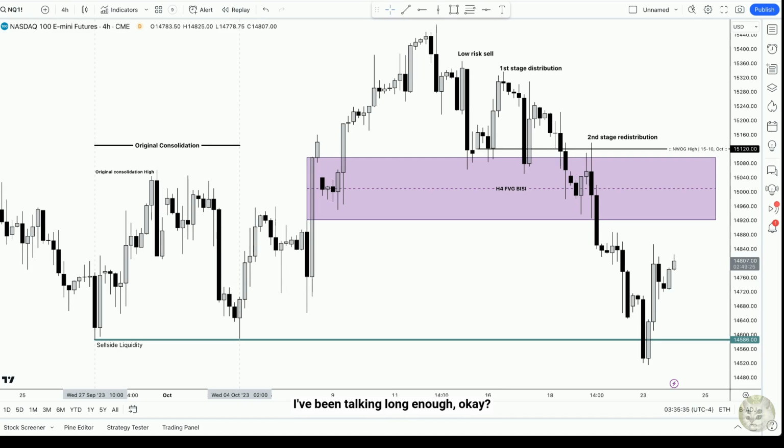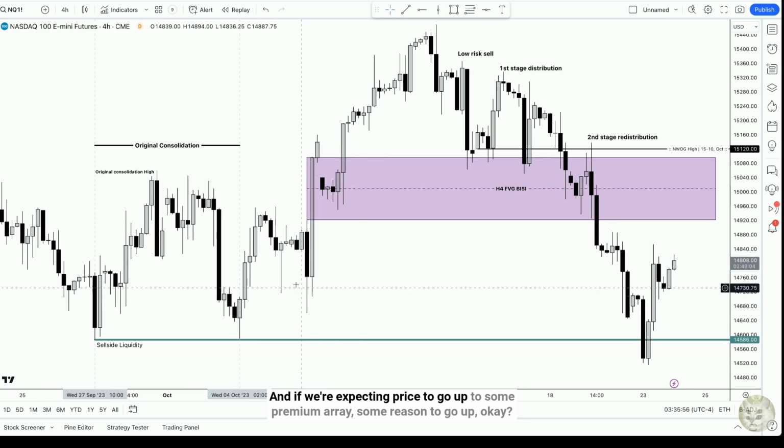I've been talking long enough, and it has to swing the other direction, right? But that original consolidation between the 27th of September and the October 4th low, that consolidation creates and engineers sell-side liquidity or sell stops below those relative equal lows, okay? And if we're expecting price to go up to some premium array, some reason to go up, okay?